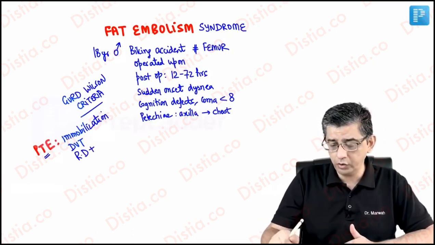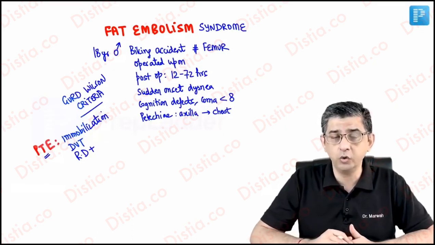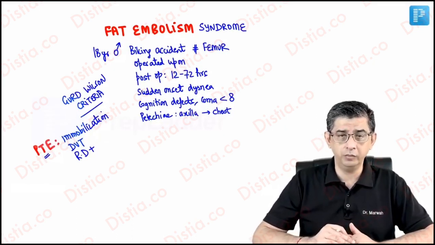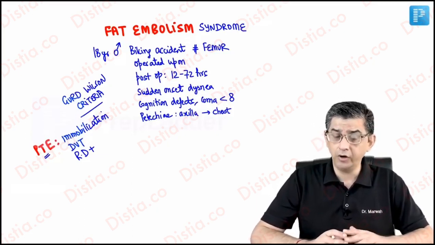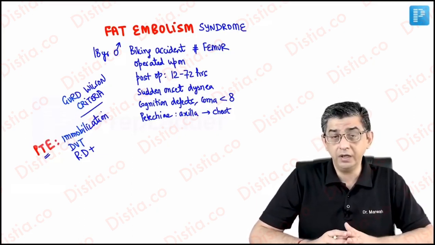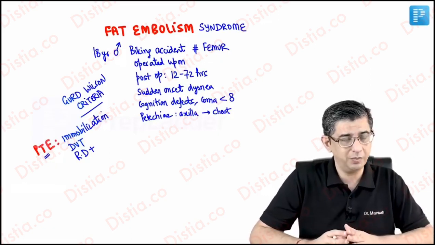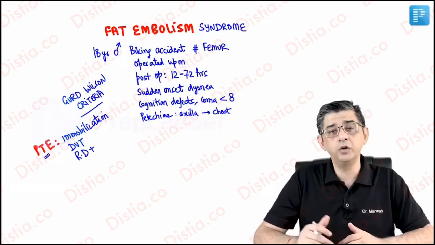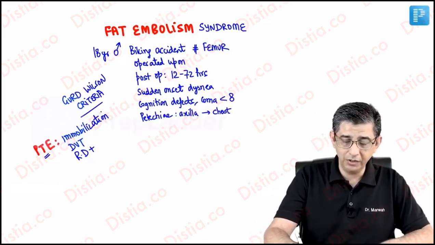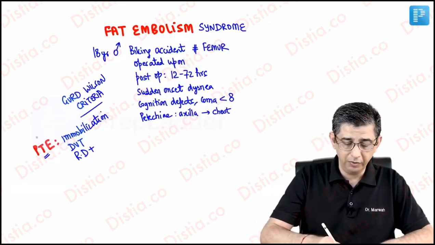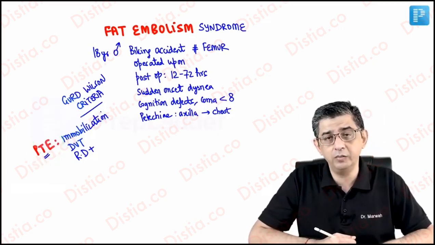I mean, you're not going to have a development of a fast onset coma in a patient of pulmonary thromboembolism. Yes, hypoxia can contribute to a bit of drowsiness, or initially the patient might even have aggressive behavior, because hypoxia initially makes a person angry. But you will not have coma, you will not have petechiae. So you must always consider this in the differential diagnosis before you comment on the diagnosis of fat embolism syndrome.